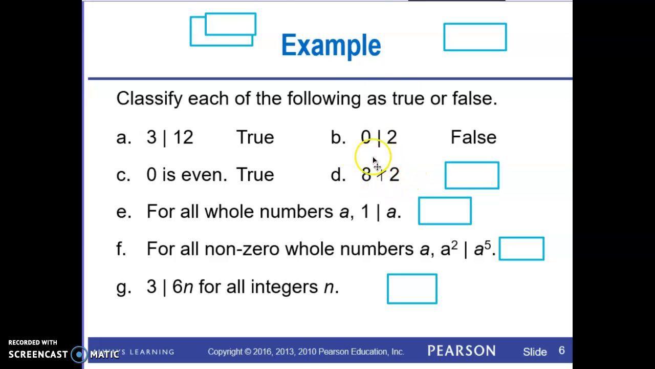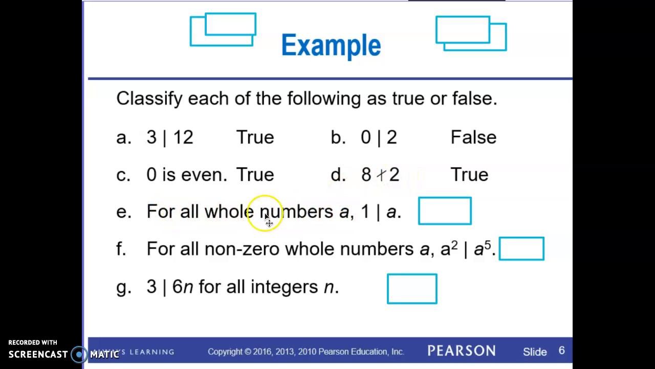All right, this one. How would you read this one? Do you remember? This is 8 does not divide 2. Okay, true or false? 8 does not divide 2. That's going to be true. 8 cannot go into 2 an even number of times with a remainder of 0. 2 divides 8, but 8 does not divide 2.